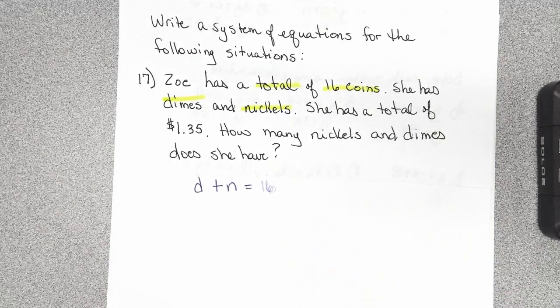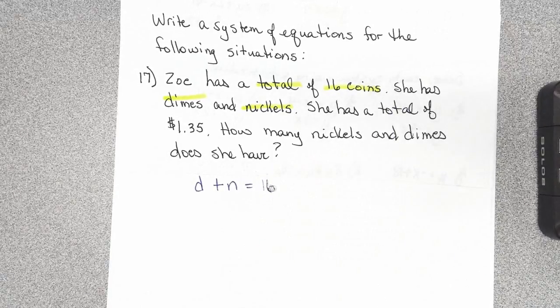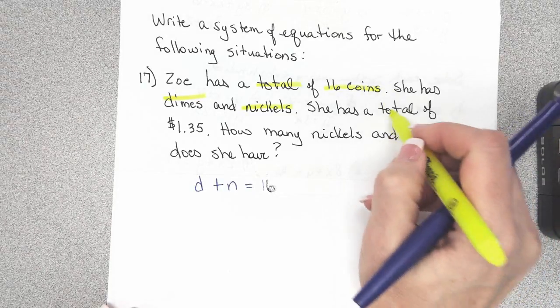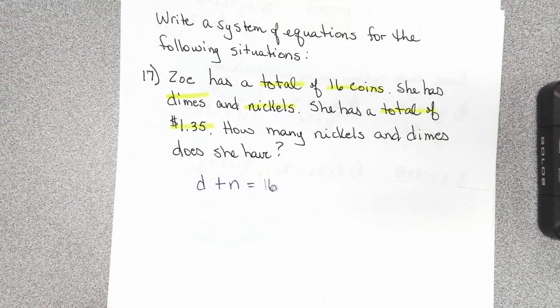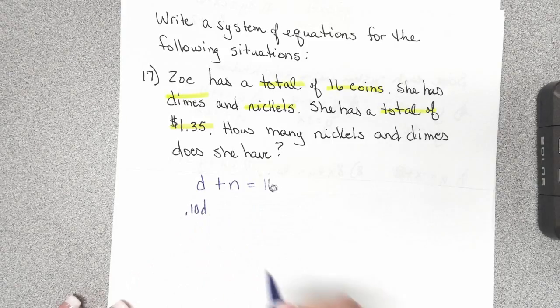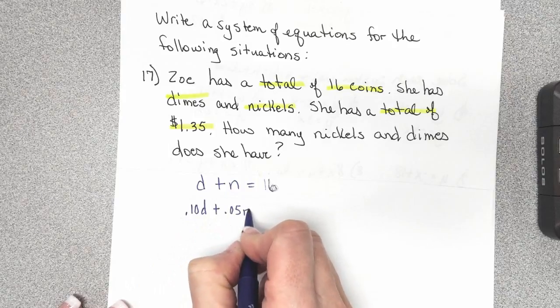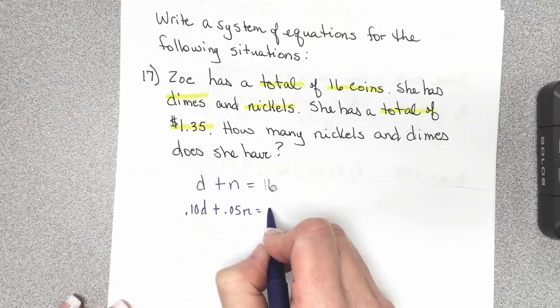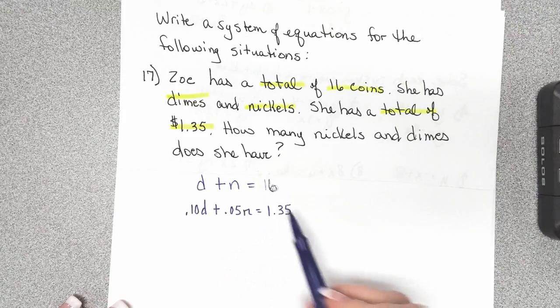Okay, sorry, I'm writing on tape. Okay. The other one says that she has a total of $1.35. How many nickels and how many dimes does she have? All right, so let's think. A dime is 10 cents. You got to be sure you put your decimal. A nickel is 5 cents. Be sure and write that correctly. And it equals $1.35. Okay.